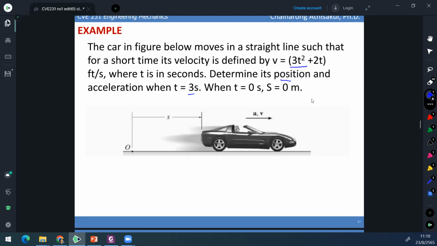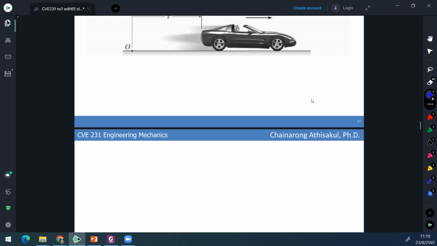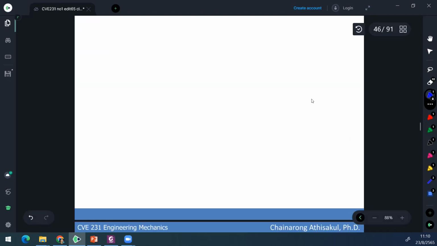When time equals 3 seconds, and at time equals 0, s equals 0. You see that this problem and the previous one are very close to each other, but for this case, this is a car. The previous one is a particle. So we do the same thing. We do the same thing for acceleration.